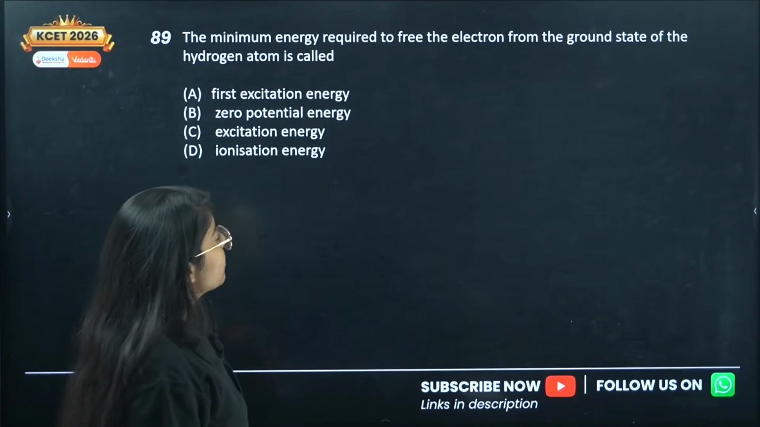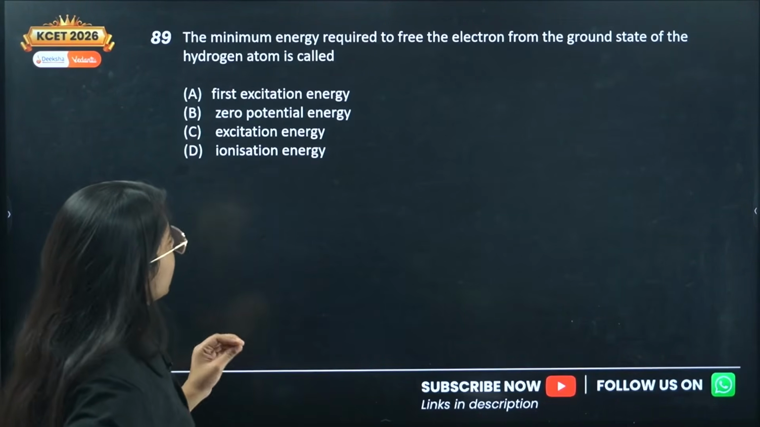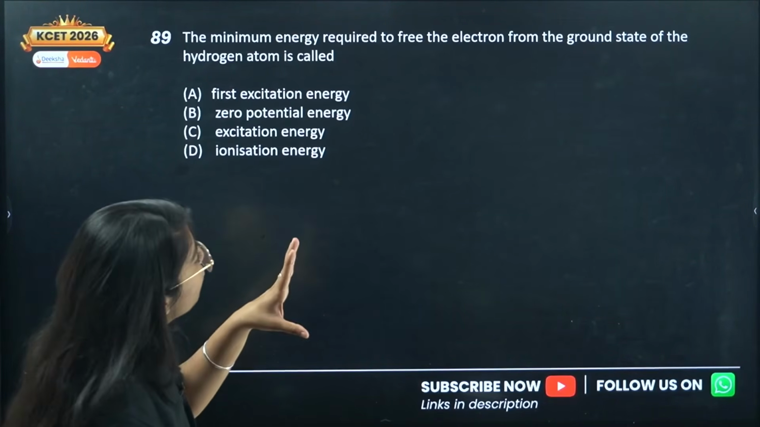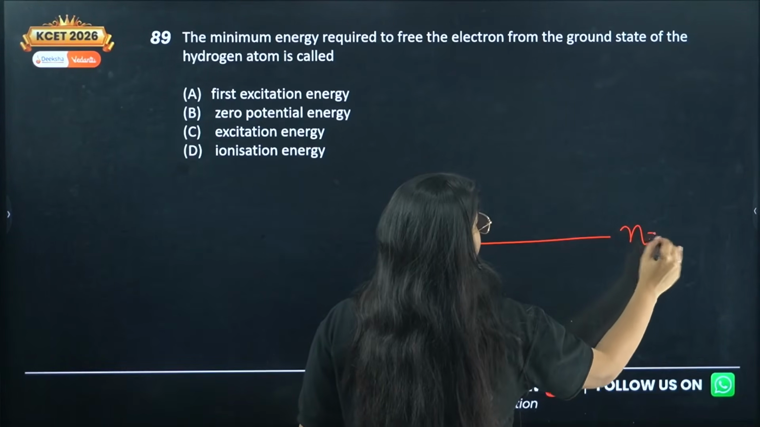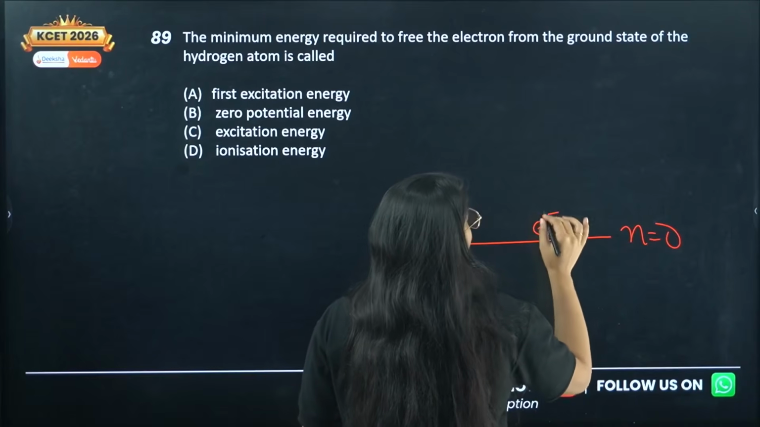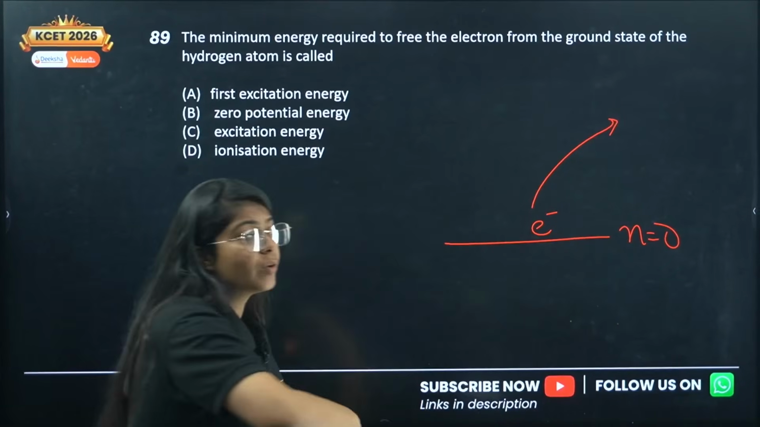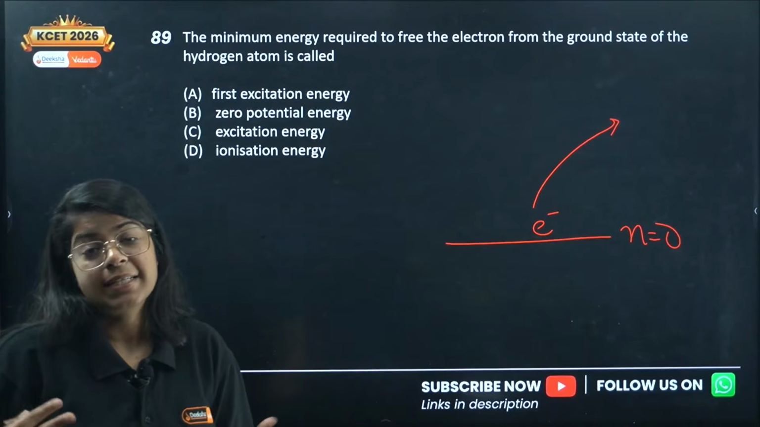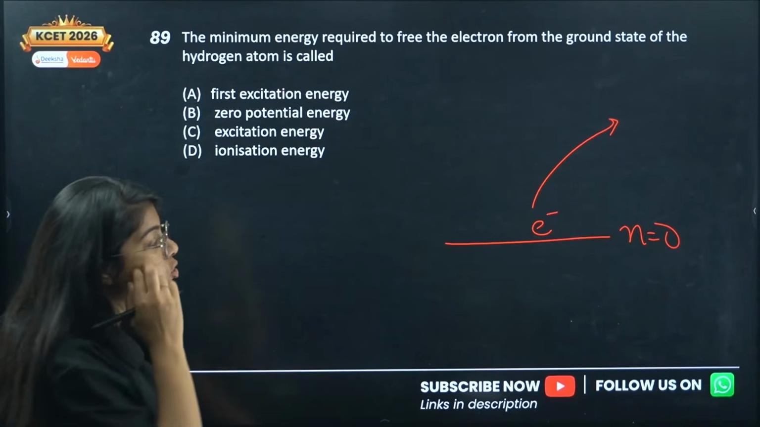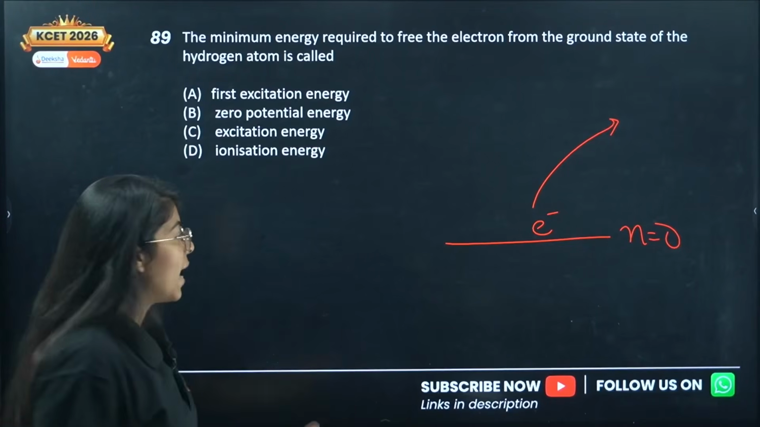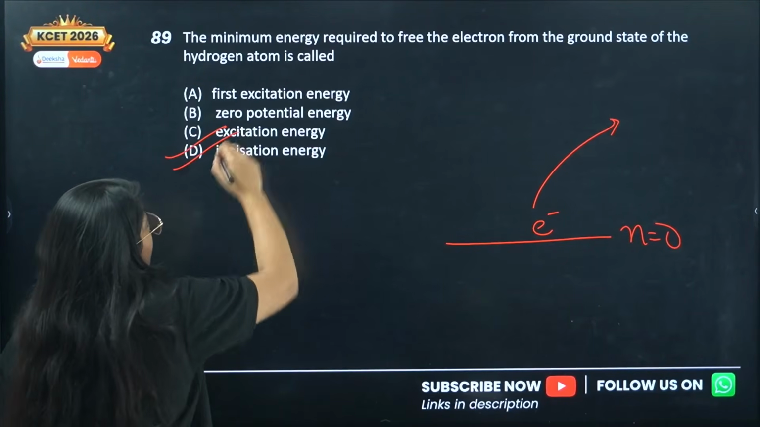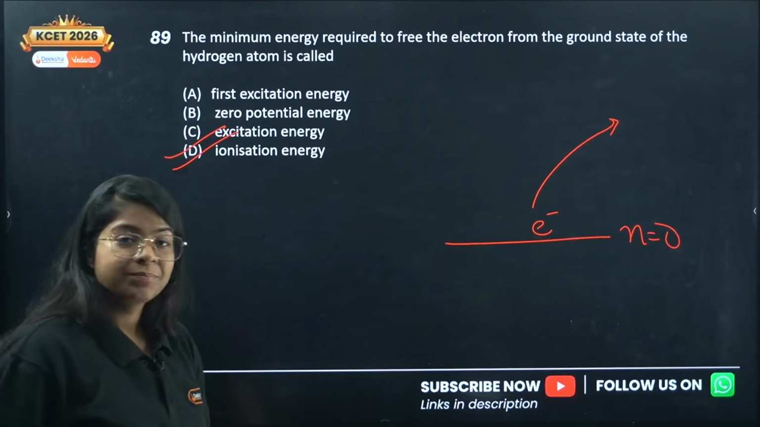89th question says, the minimum energy required to free the electron from the ground state. So hydrogen atom, this is its ground state and we have an electron in this. We have to free this electron. We don't have to excite this. We don't have to de-excite this. We have to free this electron. So for taking it out of the hydrogen atom, we know that is ionization energy.